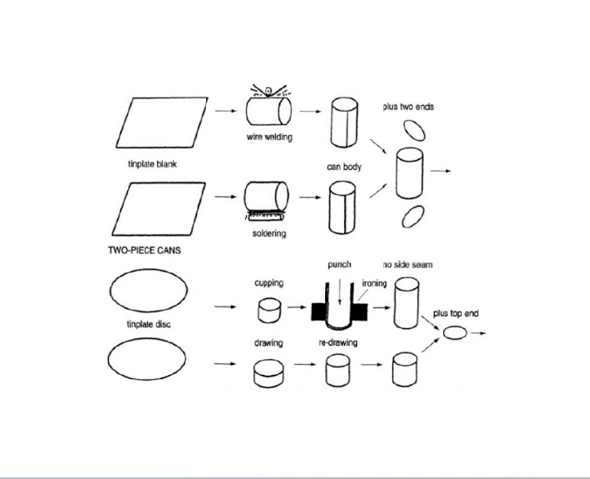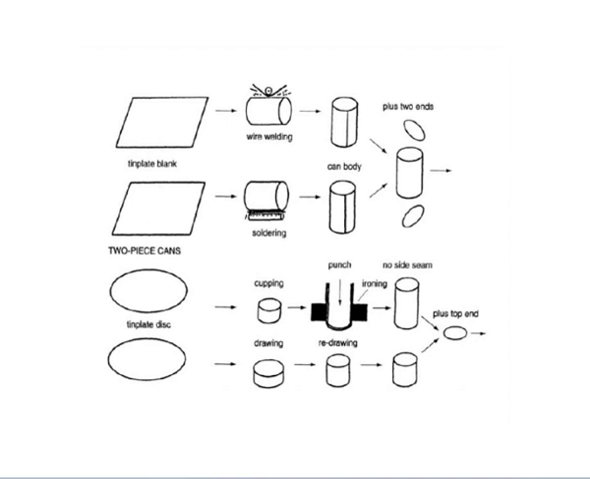In the upper part, you can see we take tin plate blank, then we go for wire welding, and then we make the can body. Two-piece cans can be taken after soldering, and the two ends can be added at the last.